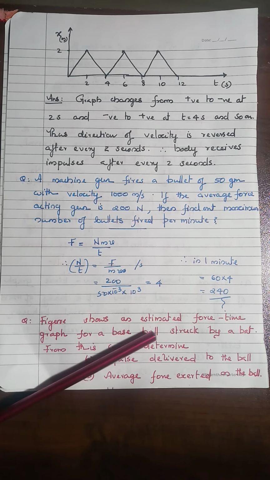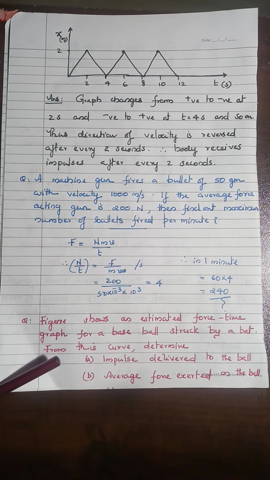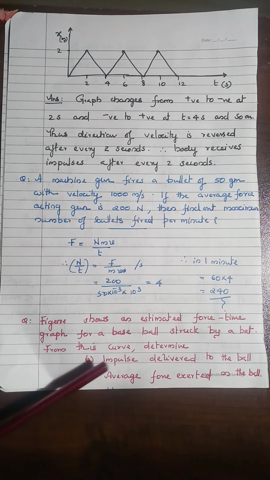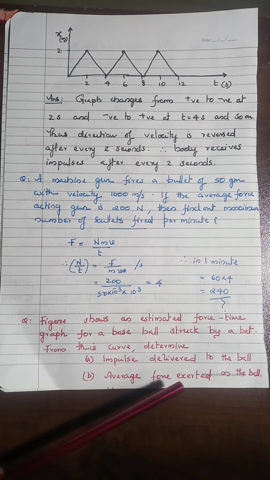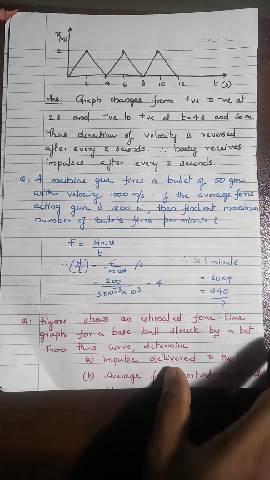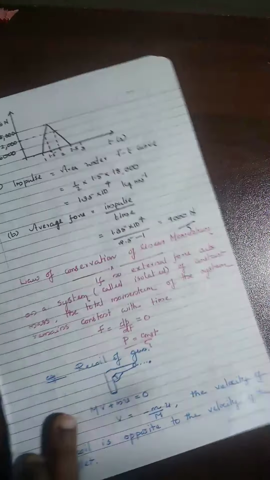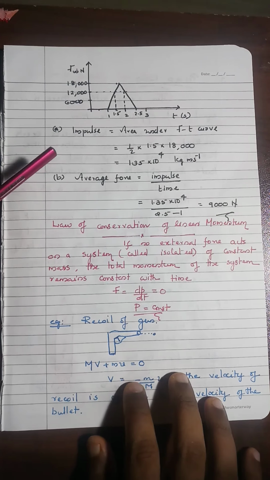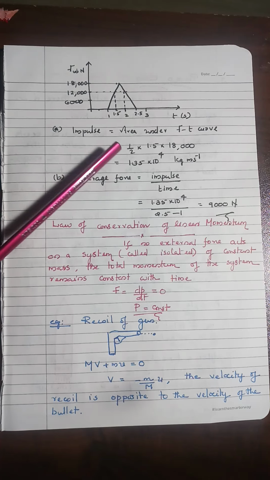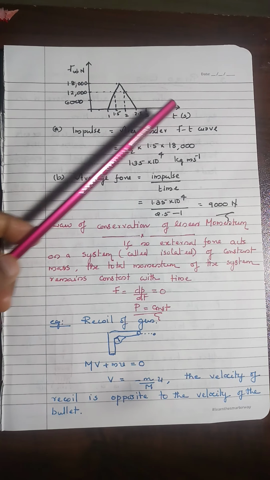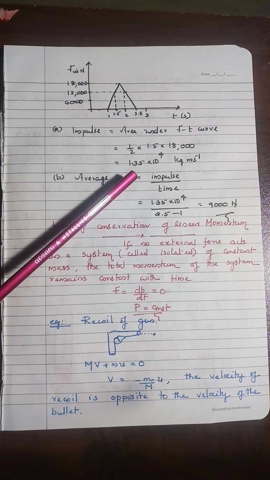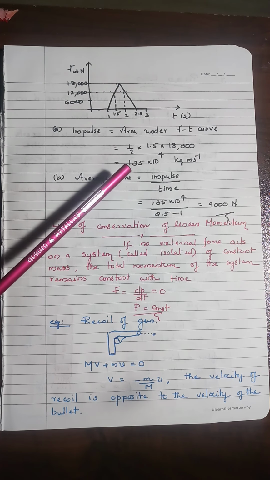The figure shows an estimated force time graph for a baseball struck by a bat. From this curve, determine the impulse delivered to the ball and the average force exerted on the ball. We have to find the impulse and average force. Look at the figure here. The impulse is nothing but the area under that force time curve. The area is a triangle, half into base into altitude.